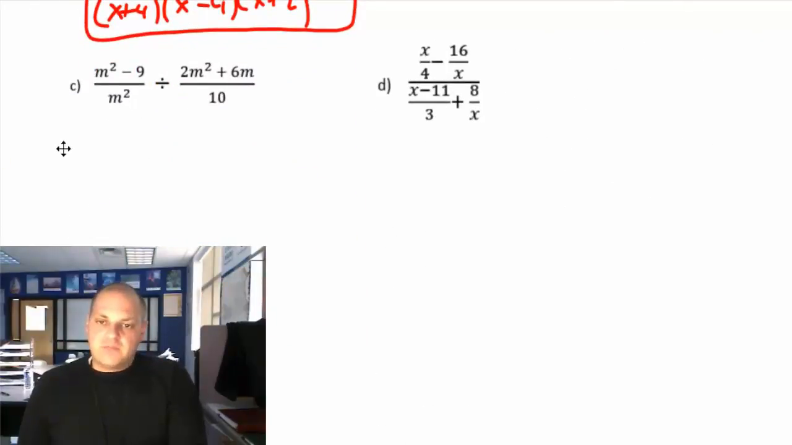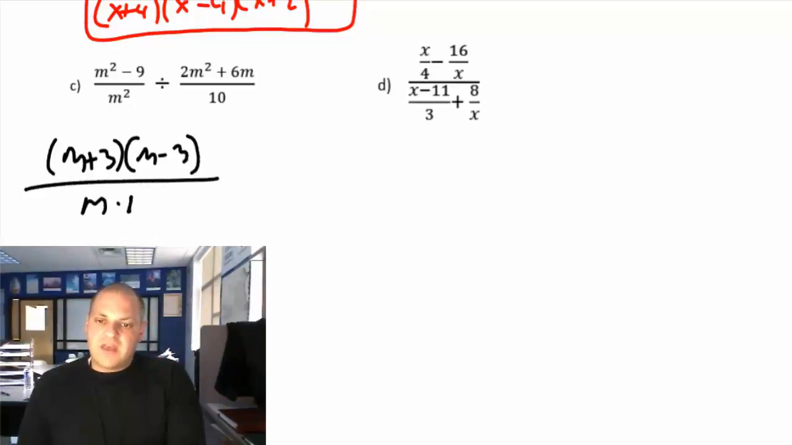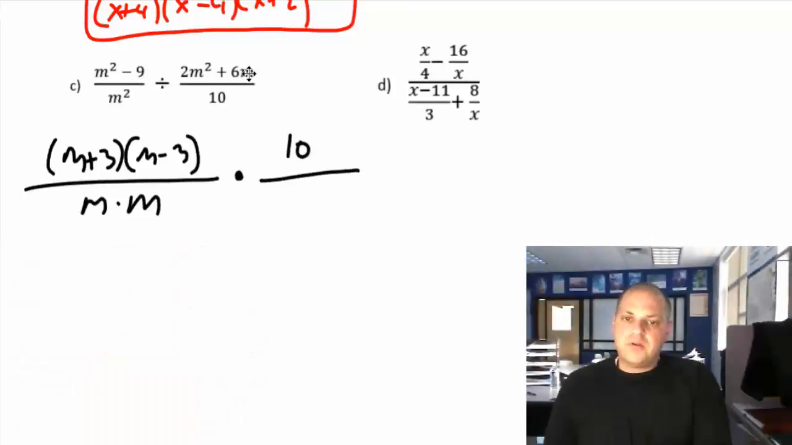Division, we're going to factor everything. M plus 3, M minus 3. This is M times M. And then keep, switch, flip, right? So change that to multiplication. Flip. Common factor, 2M. M plus 3.